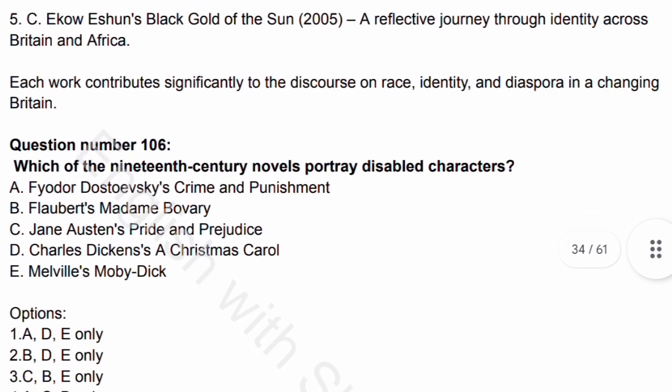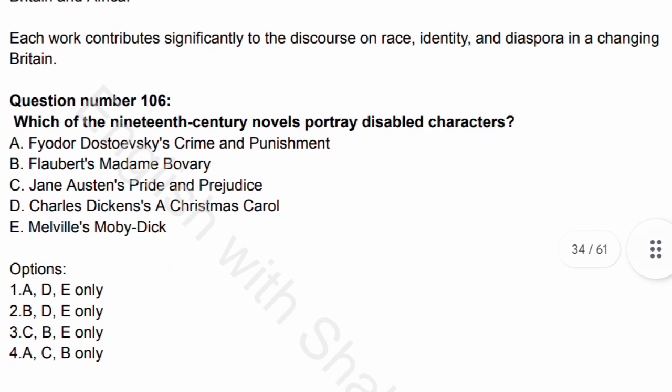Question number 106: which of the 19th century novels portrayed disabled characters? Disabled characters, that means differently abled characters. Option A, Fyodor Dostoevsky's Crime and Punishment; B, Flaubert's Madame Bovary; C, Jane Austen's Pride and Prejudice; D, Charles Dickens' Christmas Carol; E, Melville's Moby Dick. What could be the correct answer?